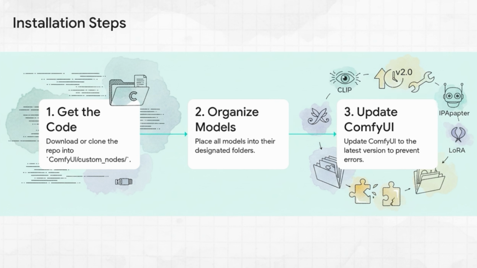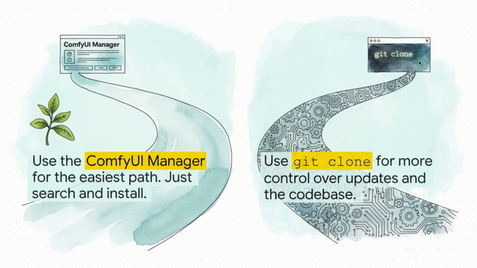Make sure your ComfyUI is updated to the absolute latest version. So many errors come from people running an old version. Just update it. For that very first step, you've basically got 2 choices. If you're a beginner or you just want the absolute easiest way, use the ComfyUI Manager. Search for IP Adapter Plus, click Install, you're done. If you're a more advanced user and you like having more control, you can use Git clone from the command line. Honestly, either way works perfectly fine.